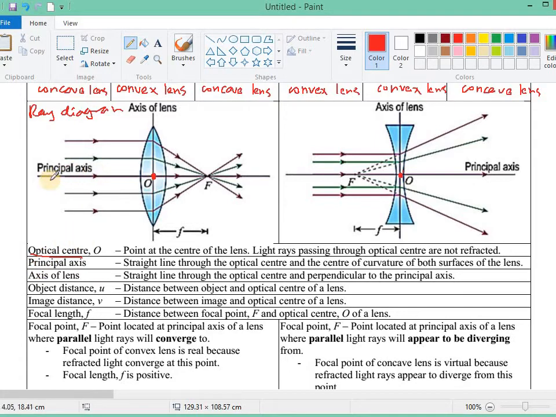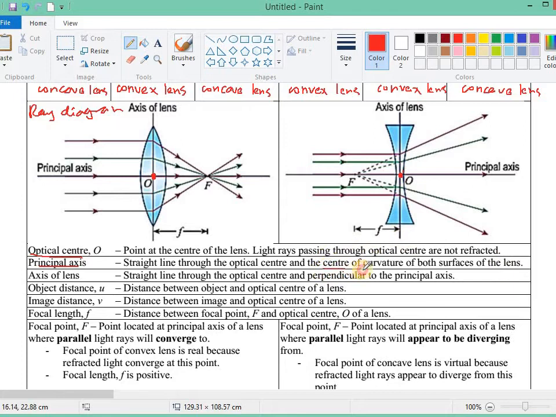Principal axis is this line that passes through the optical center, and also passes through the focal point. This line at the center here we call the principal axis. So the principal axis is a straight line through the optical center and the center of curvature of both surfaces of the lens.